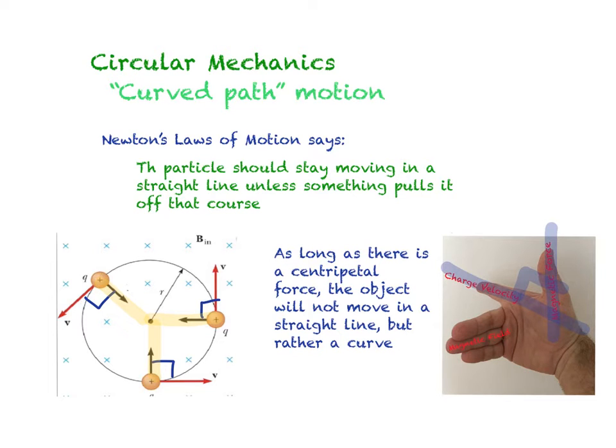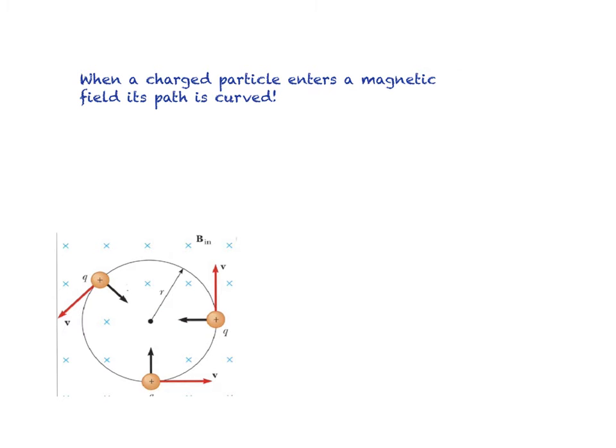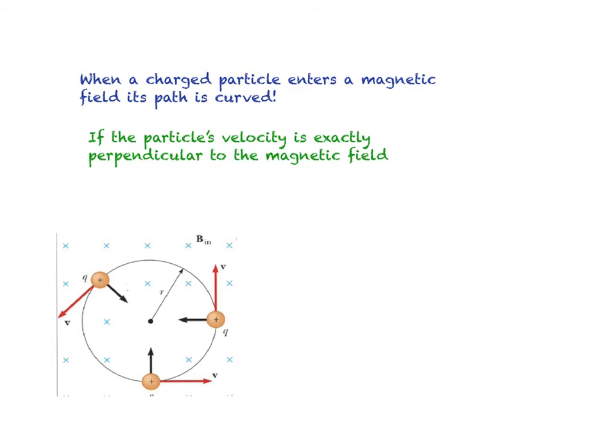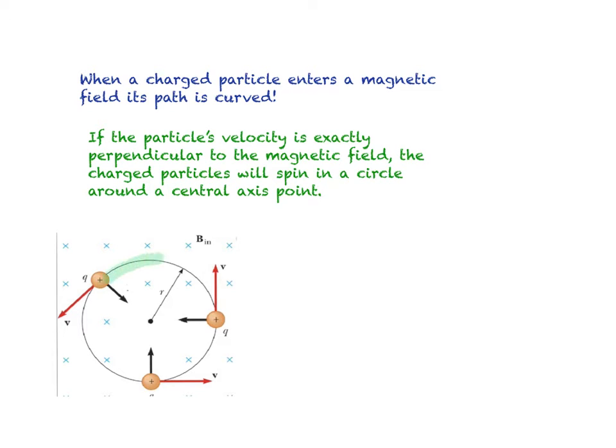So essentially what we will see happen is that when a charged particle, note it has to be charged according to our findings from the last video, when a charged particle moves into a magnetic field, it curves, its path starts to turn. And if its velocity is exactly perpendicular to the magnetic field, we will see that the charged particle will effectively spin in a circle in the same place.